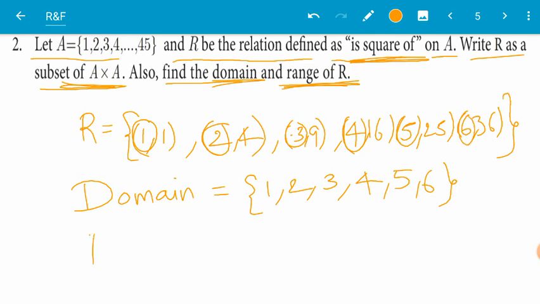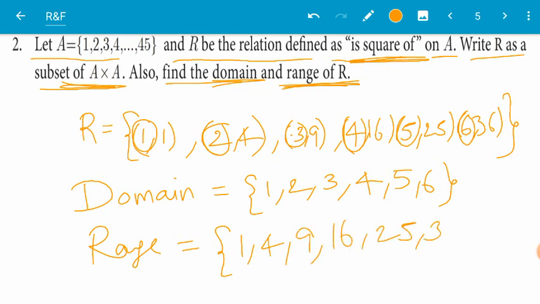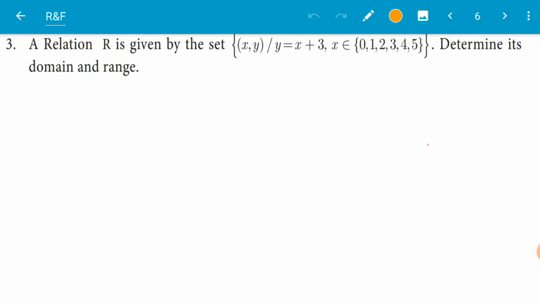Next, range. These elements map to which elements? Those are said to be the range. So 1, 4, 9, 16, 25, 36 are said to be the range. Hope you understand this problem. Super important problem. Let's see one more problem.